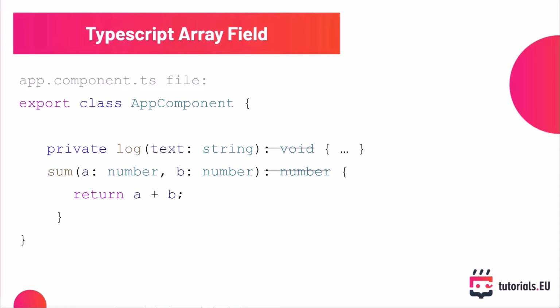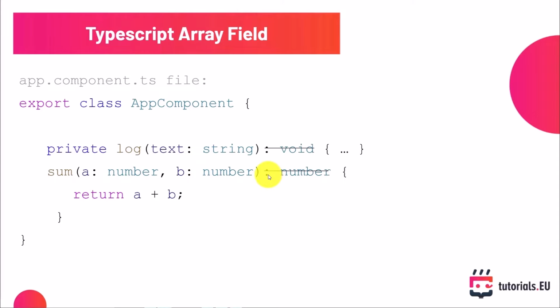Like fields and variables, you can omit method return types when they are inferable from what the method returns. So here we got the private log method and we can remove the return type void here. Here, for example, we got the sum method and the parameters are of type number, A and B, right?